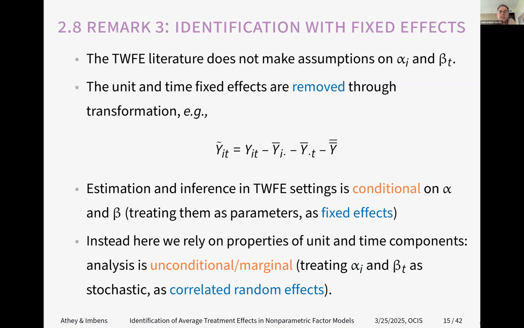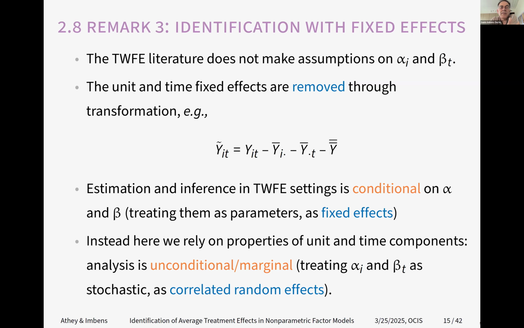For example, in the two-way fixed effect literature, people don't make any assumptions on these unit and time fixed effects, and the way they deal with them is directly removing them through transformations. Whether these alphas are trending or sometimes take very large values that are not comparable to those for any other units doesn't really matter, because you do this transformation from Y_it to Y_it tilde, where you subtract the mean for that unit, subtract the mean for that time period, and, sorry, there's a typo here, add back in the overall mean, and you get something that only depends on the epsilon_it, and that has taken out all dependence on alpha_i and beta_t.